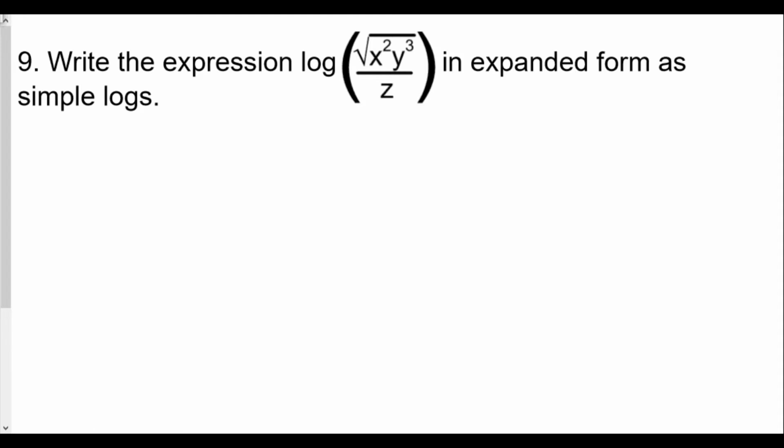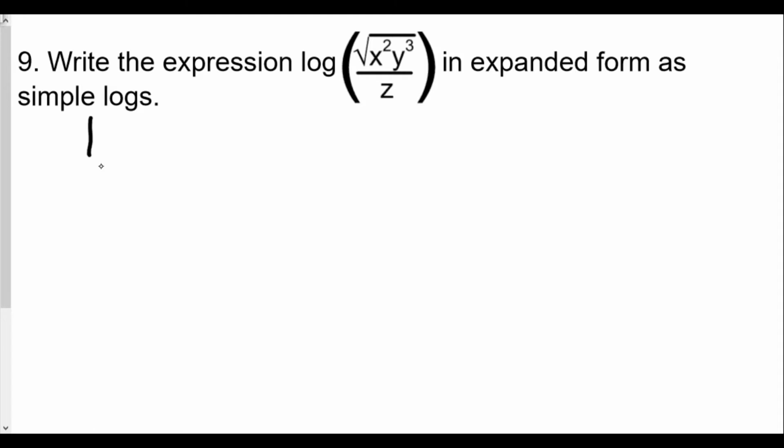The very first thing we see here is: write the expression log of the square root of x squared y cubed all over z in expanded form as simple logs. We want to show steps. The very first thing I see is a fraction, and so we use our quotient rule.